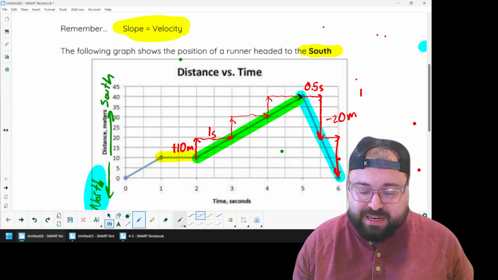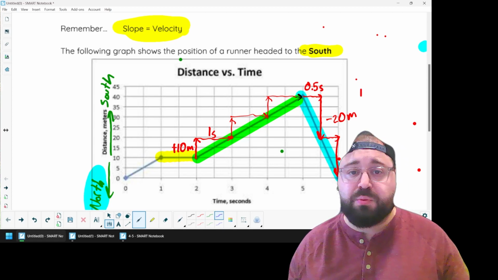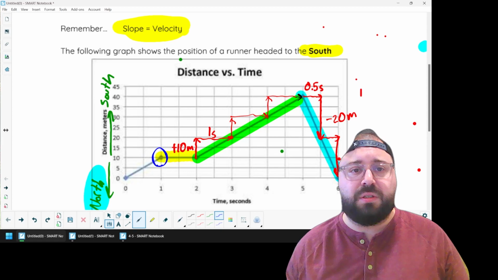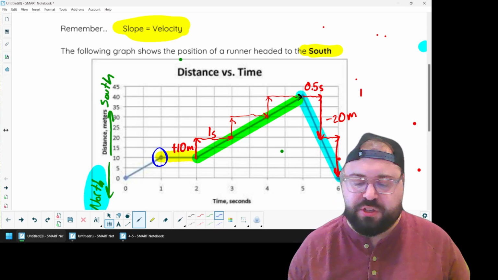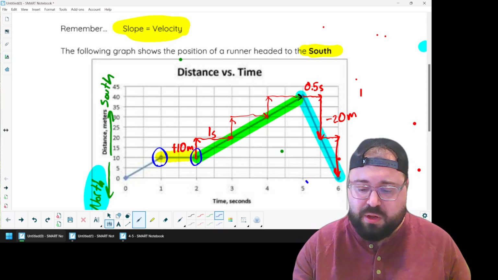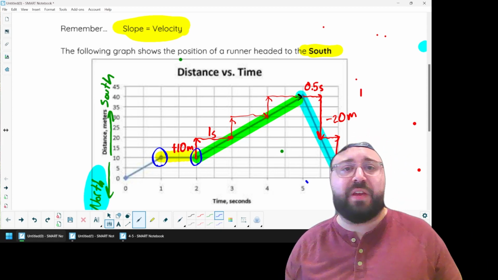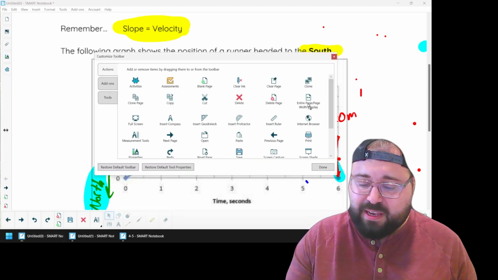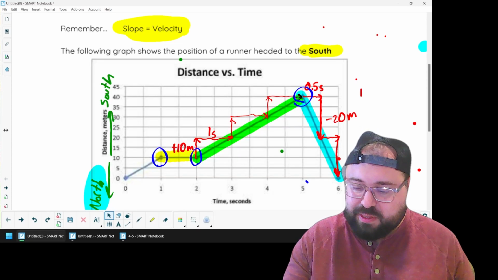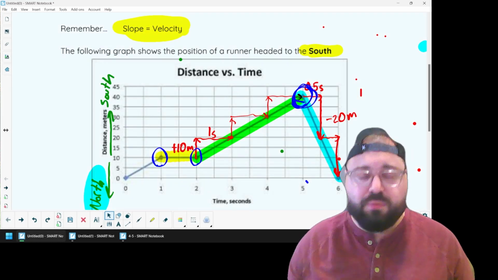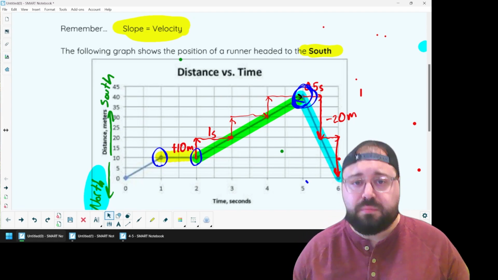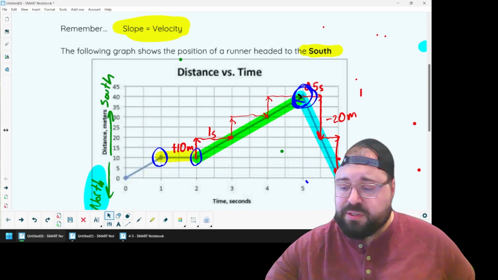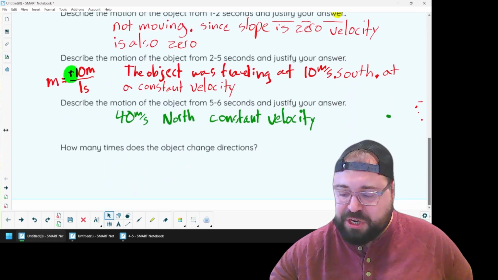So if we look at it here, let's look at all the points where the slope just changes. Here it goes from positive to 0. That doesn't really change the direction. Then here it goes from 0 to positive again. So we're still moving in the positive direction, which in this case is south. Then finally here, at this point, what are we looking at? Oh, here's a change. We go from positive to negative slope. So there is only one time where the object changes direction.